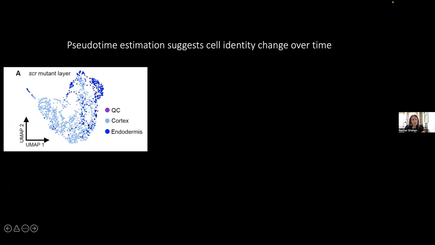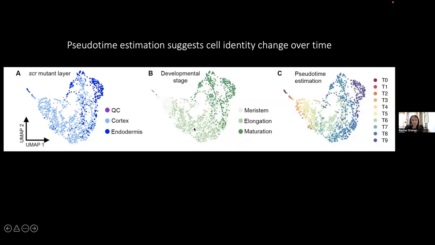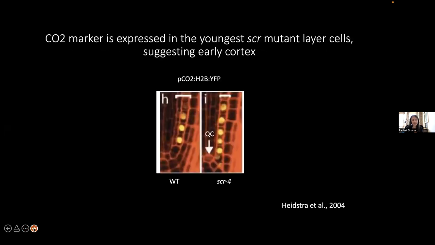So here, just to show you the pseudotime annotation, I pulled out the mutant layer cells from Scarecrow and put them, again, in their own UMAP plot here. So the cortex cells in light blue are mostly grouped together on the left, and then endodermis cells in dark blue are most prevalent on the right. And with the annotation of both developmental stage and pseudotime here, the youngest cells are on the left-hand side and they mature gradually towards the right-hand side, suggesting that cells begin with a cortex identity and acquire an endodermal identity as they age.